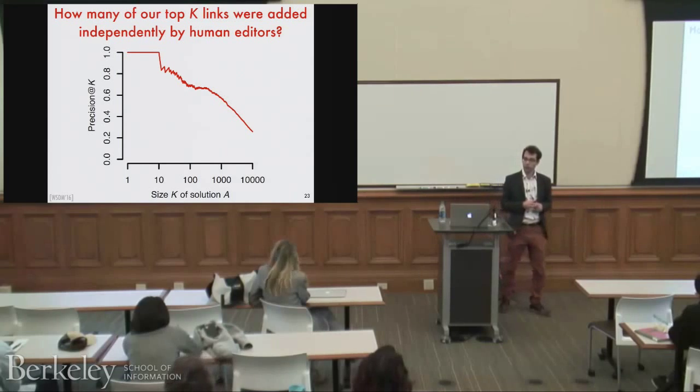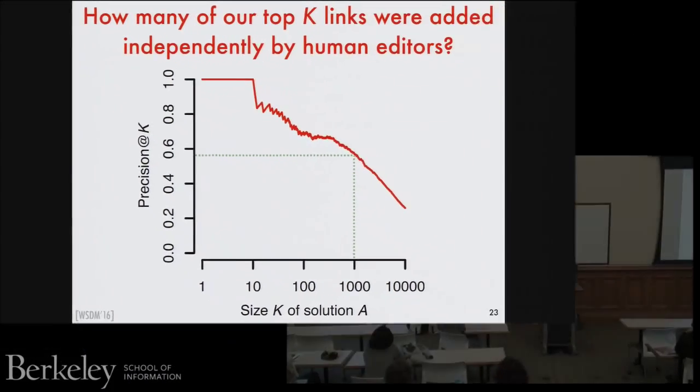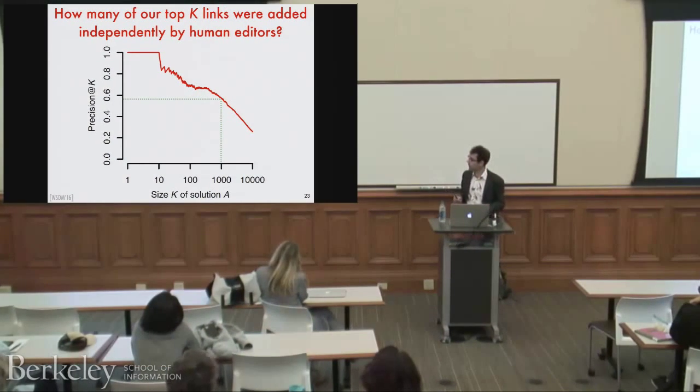Okay, so here's the answer to the first question. How many of our top K links were added independently by human editors? What you see here on this plot is on the x-axis, the size of the solution. So that's the number of recommendations that we're allowed to make. And then on the y-axis, you see precision at K. That's what fraction of our recommendations was added independently by humans. And so, for example, when we make 1,000 recommendations, then about 60% of those are added independently by human editors, which is quite a large number. So this is a first indicator that our method does something good.